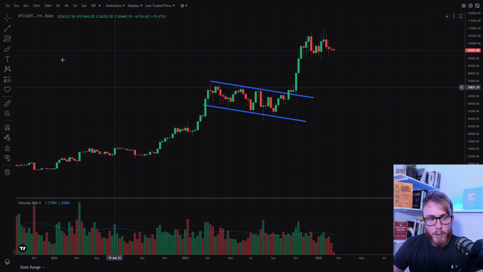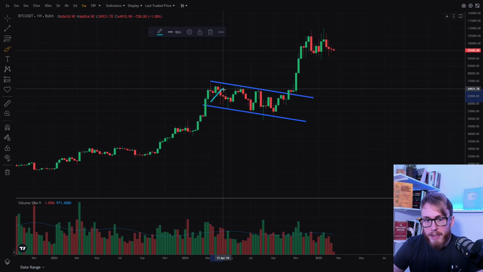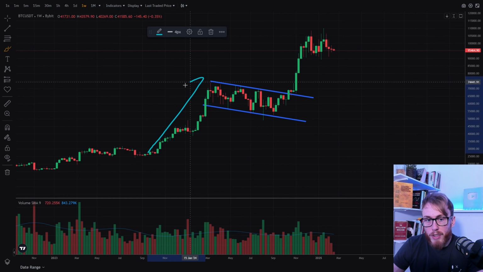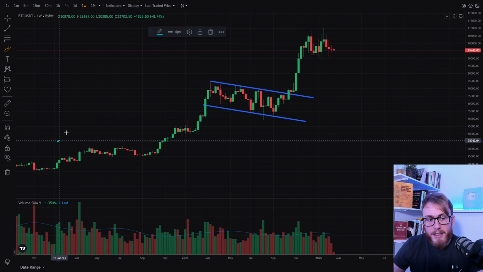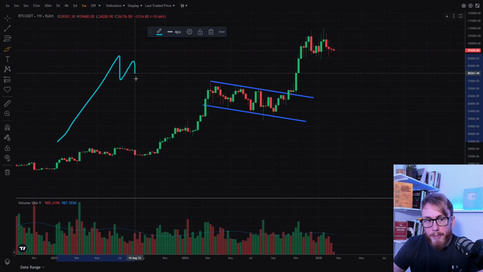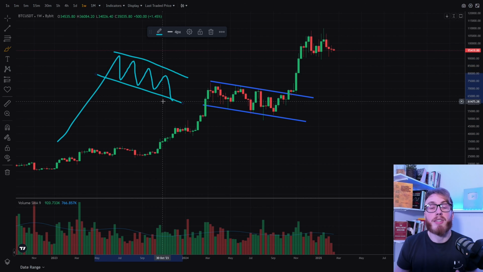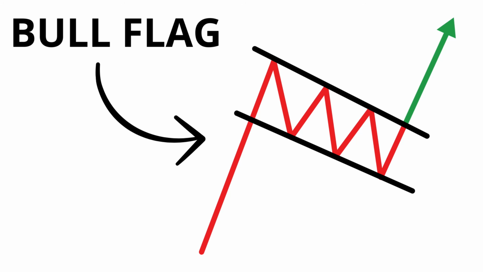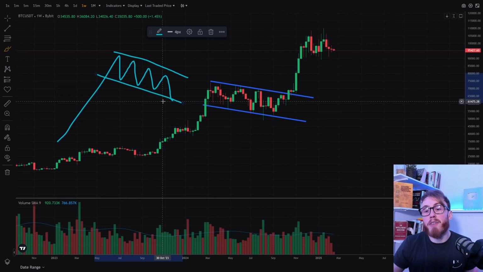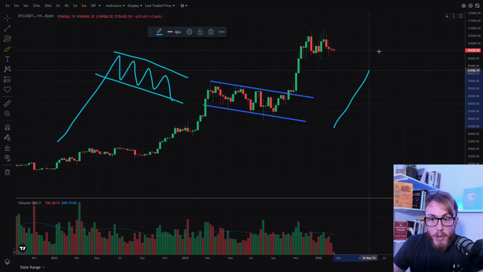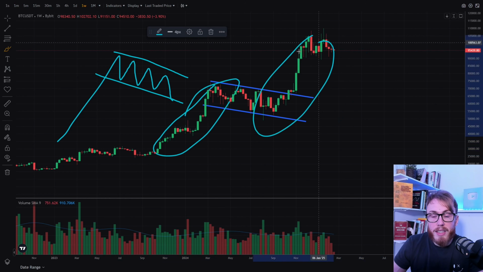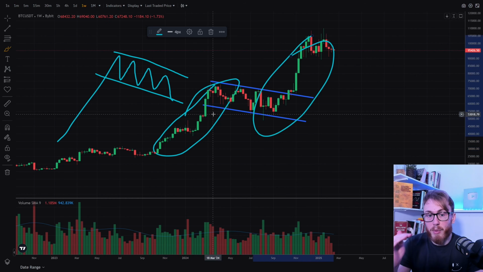The first thing I want to point out is that before this sort of downtrend we see right here, we actually saw a very strong move towards the upside. And this strong move towards the upside together with this mini downtrend is actually a specific chart pattern. This right here is a chart pattern that we call a bullish flag. And the bullish flag actually indicates a continuation to the upside. So it indicates that this previous move will continue to the upside, and that is exactly what happened right here.